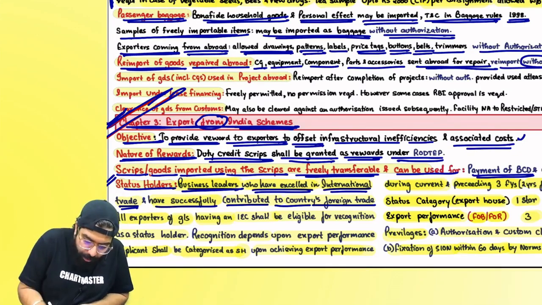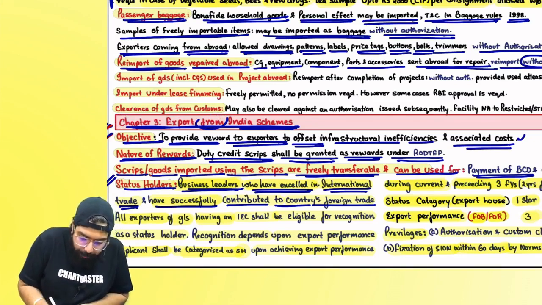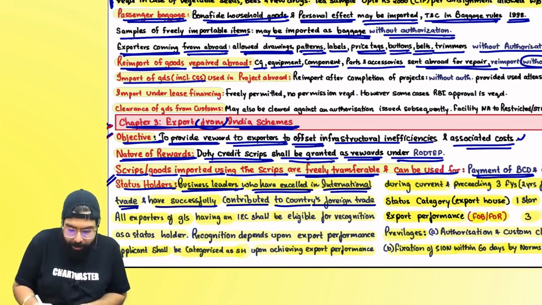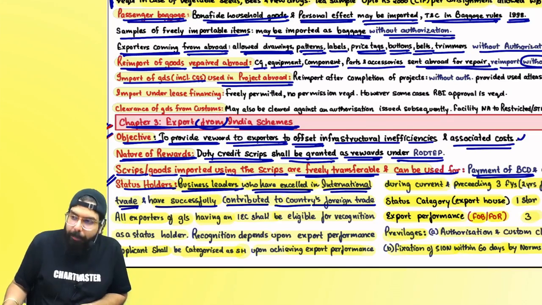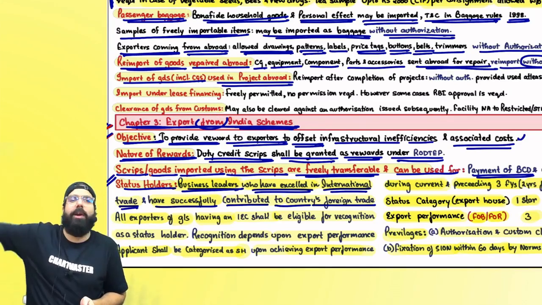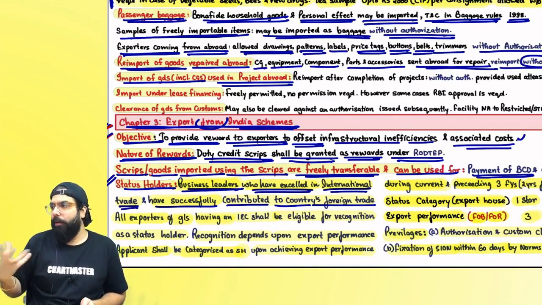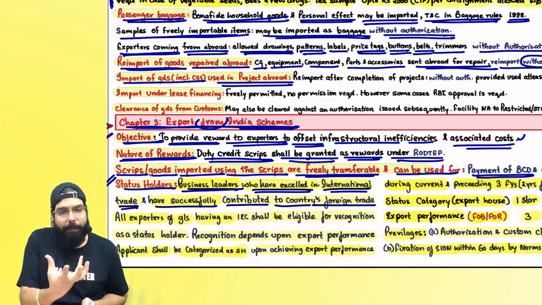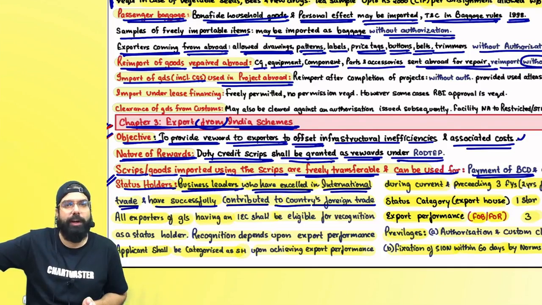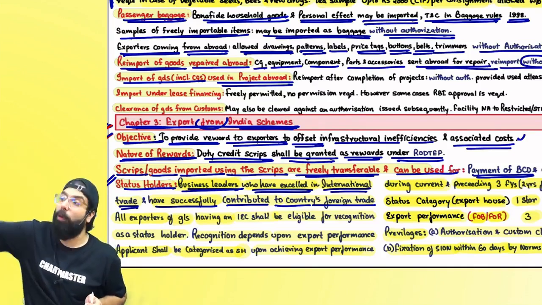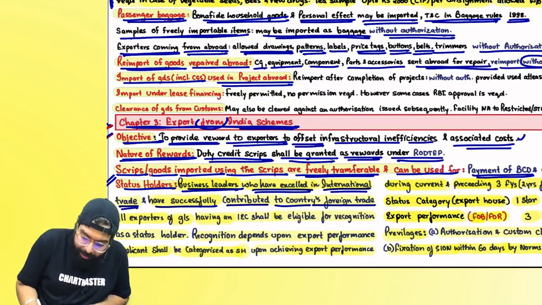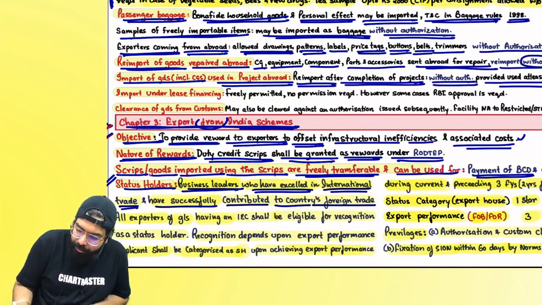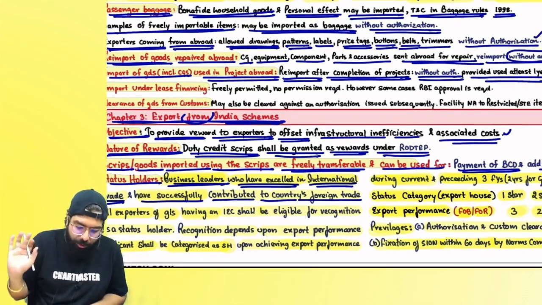Next. Then they are telling over here, import of goods, including capital goods, used in project abroad. I have gone ahead and taken some goods from India, outside India, for a project outside India. Can happen or not? I took some capital goods from India to do a project outside India. Might be I am undertaking one metro project outside India. They are telling re-import after completion of the project without any authorization, provided you have used at least how much here? 1 year outside India.